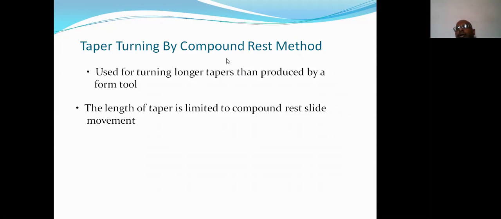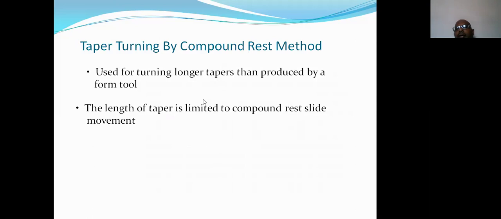The previous one, the forming tool, is used only for shorter distances, whereas the compound rest method should be used for longer tapers. The length of the taper is limited to the compound rest slide movement. So that is the limitation. That means the length of taper produced is more than the forming tool method, but it is restricted up to a certain limit only. What is that limit?